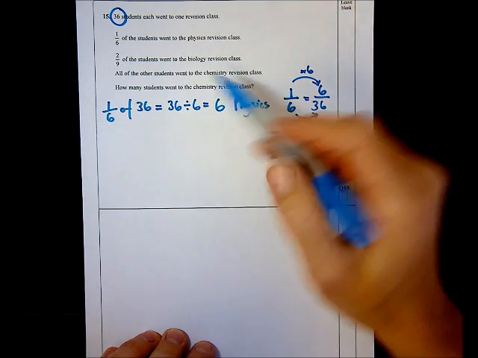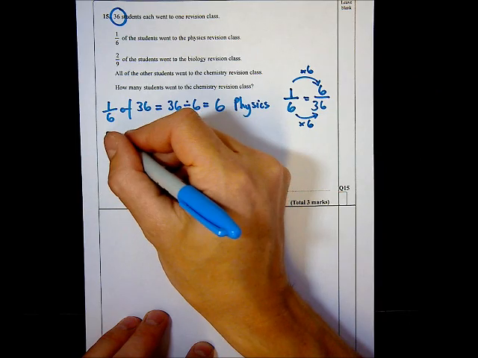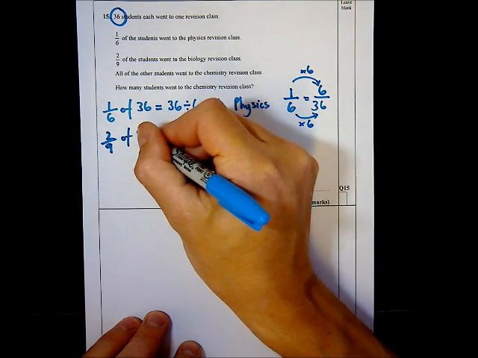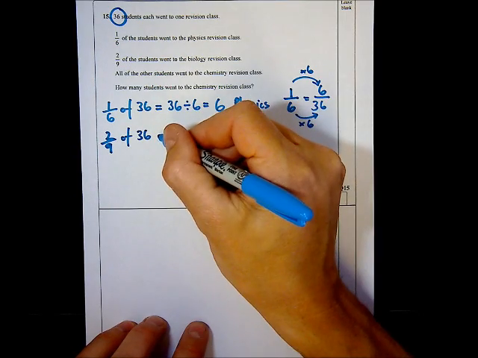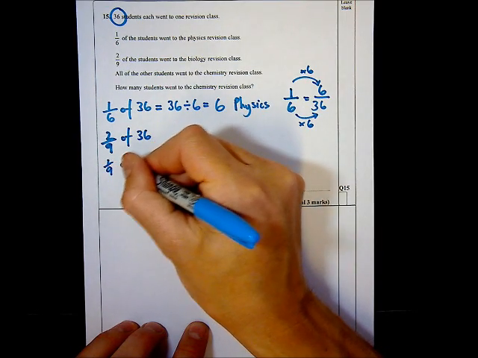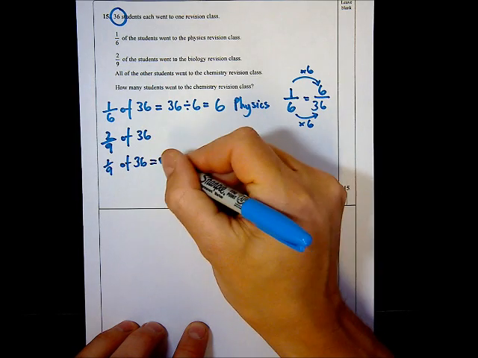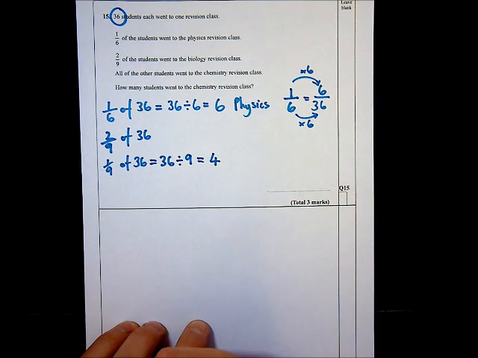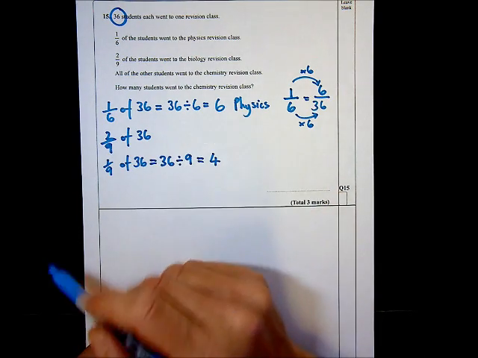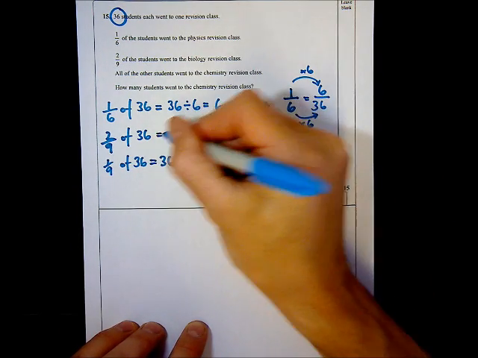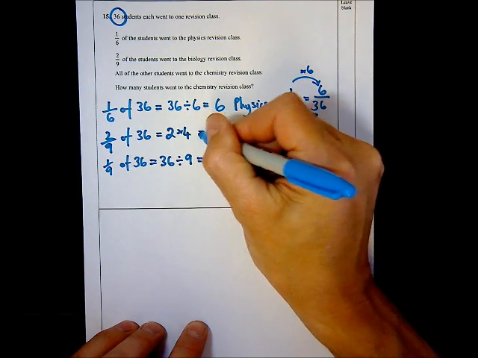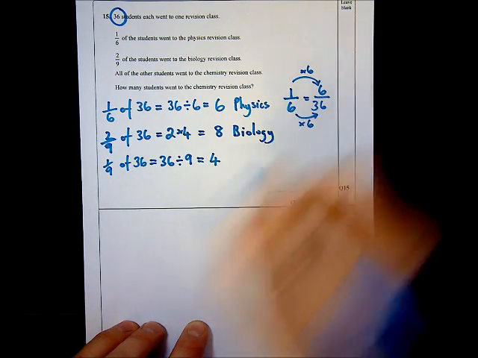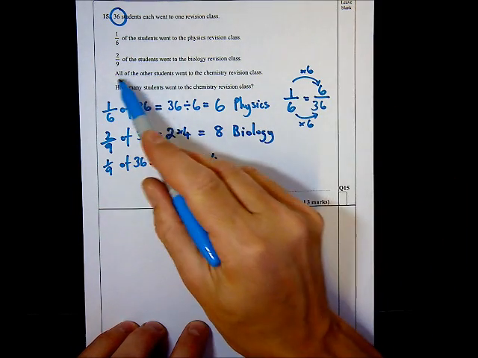I'm then told that 2/9 of the students went to the biology revision class, so again I want 2/9 of 36, and I can do that by finding 1/9 of 36, which would require me to divide it by 9, and that would be 4, and once I've found 1/9, 2/9 would simply be this number twice. So I'm going to do 2 times by 4, which gives me 8 students who went to biology.